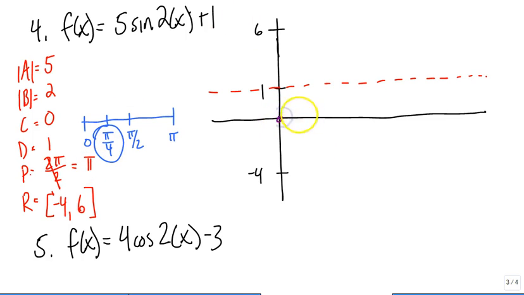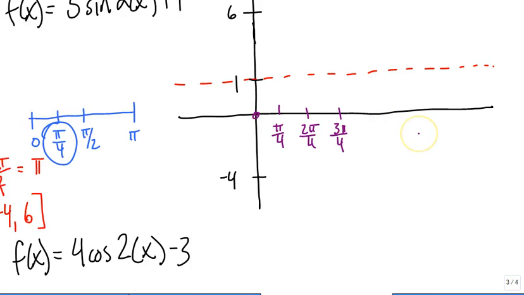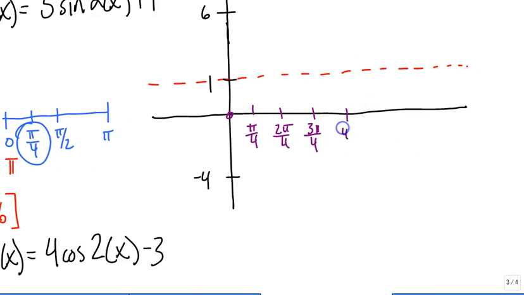So we got 0, pi fourths, 2 pi fourths, 3 pi fourths. We could zoom in here. That might be a little bit easier. 4 pi fourths, 5 pi fourths, 6 pi fourths, 7 pi fourths, and 8 pi fourths. We'll stop right there.